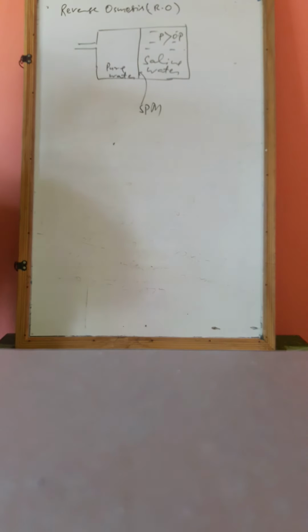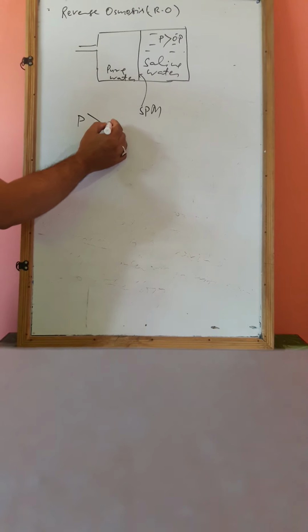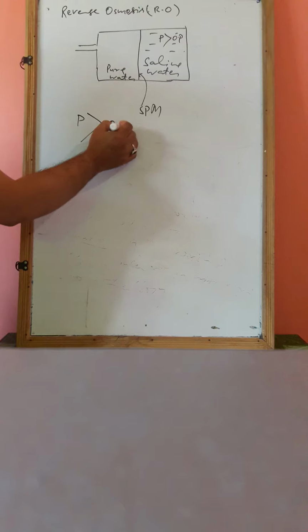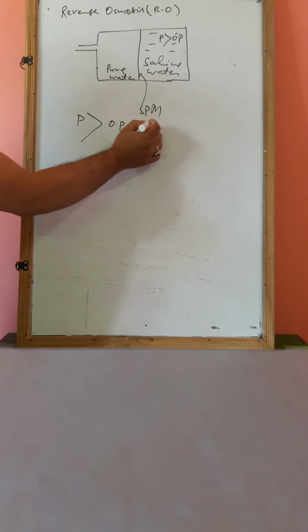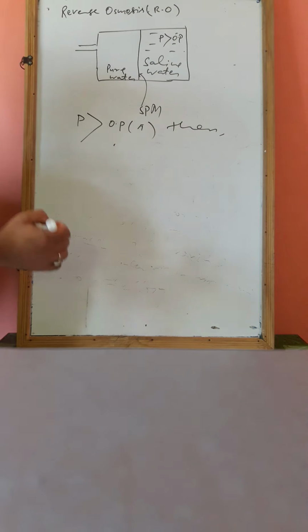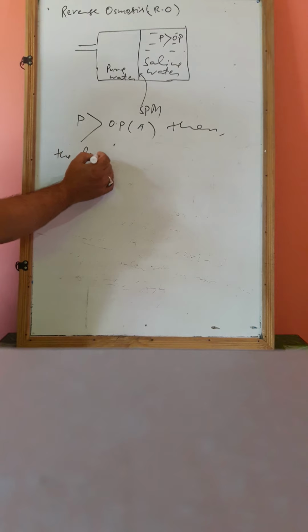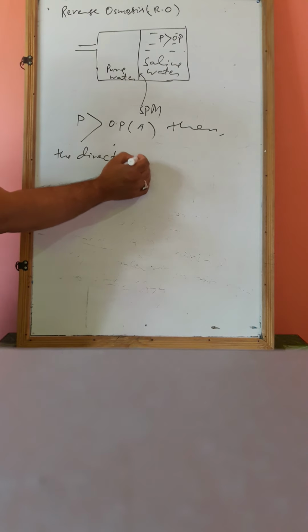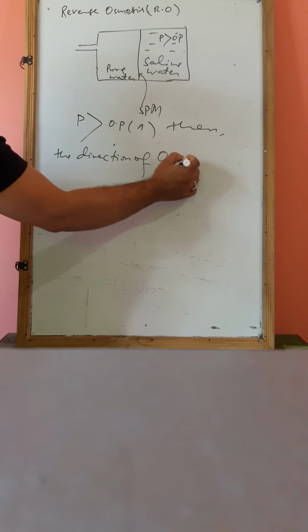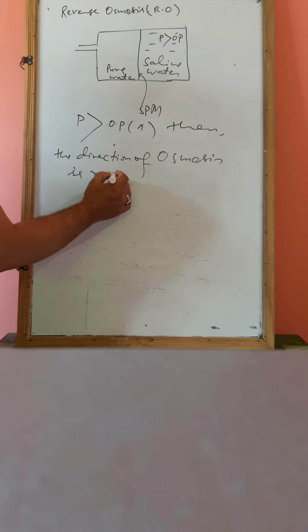Pressure greater than osmotic pressure, then the direction of osmosis is reversed. If pressure is greater than osmotic pressure, that is pi, then the direction of osmosis is reversed.